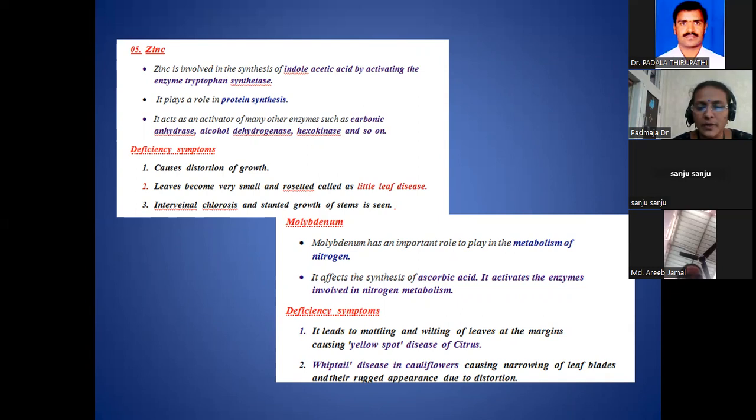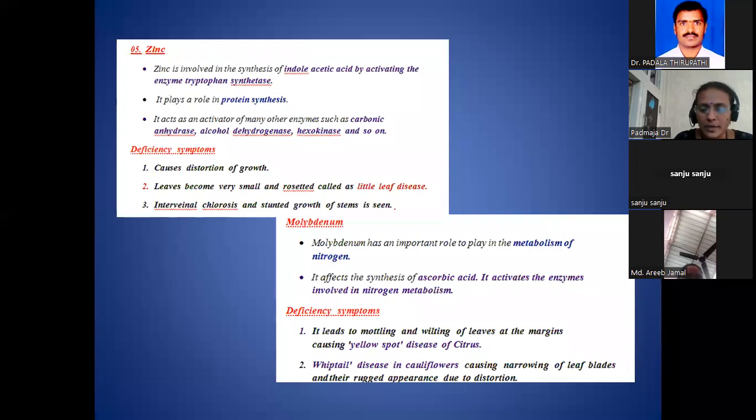And the molybdenum is a very important one. Molybdenum has an important role in metabolism of nitrogen, and it affects the synthesis of ascorbic acid, the vitamin C. It activates the enzymes involved in nitrogen metabolism also. And here the deficiency symptoms: it leads to mottling and wilting of leaves at the margin, and causes yellow spot disease. That means the wilting of the leaves will take place, or even the leaf margin will be bending, and even yellow-colored spots are also seen.